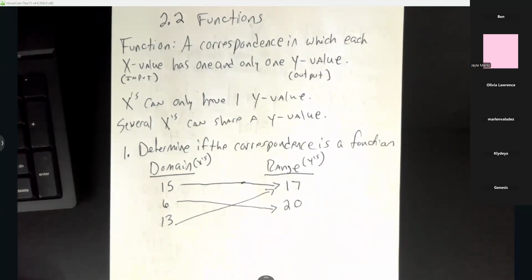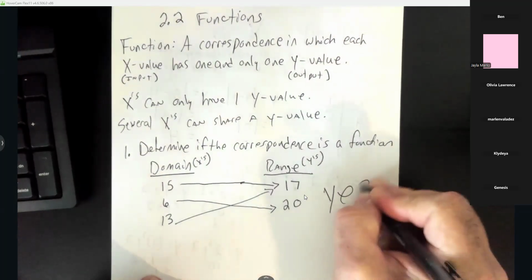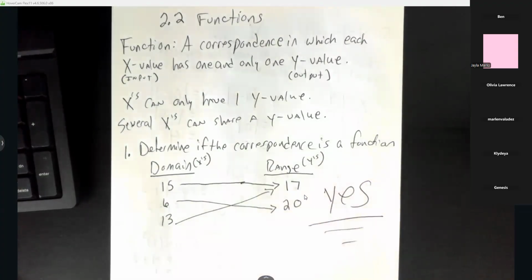Y'all got any guesses on that one? So, good job, Hamza, because look here. And Jayla, good job. All these x values, 15 only points to one y value. 6 only points to one y value. 13 only points to one y value. So y'all, that one is definitely a function. So y'all hang on a second. Let me get that MathLab pulled up here, and we will play with some of their problems.